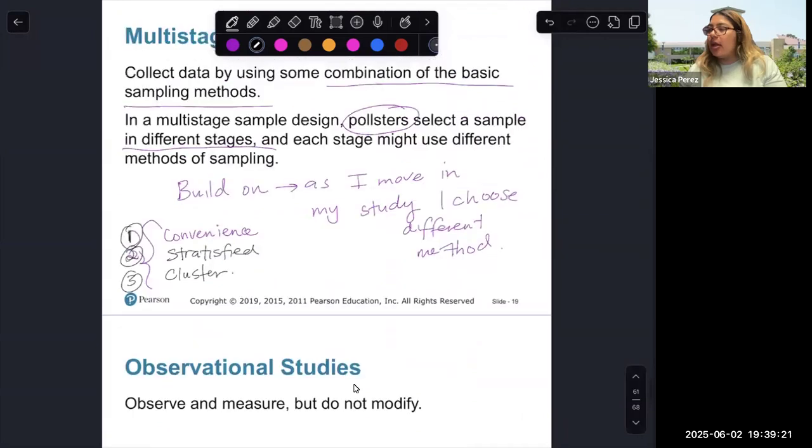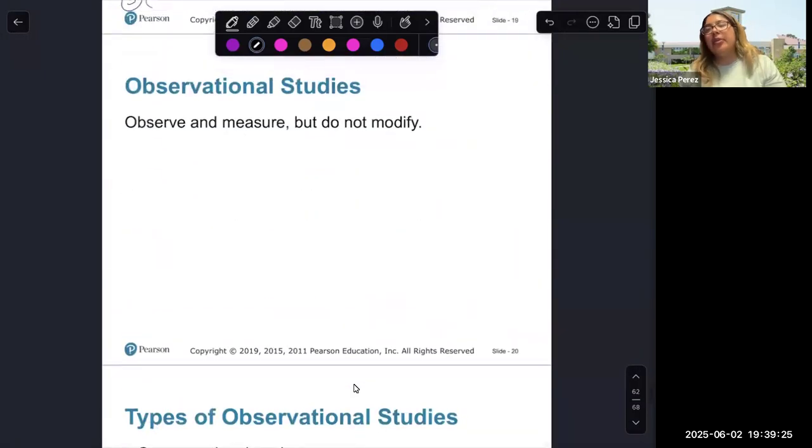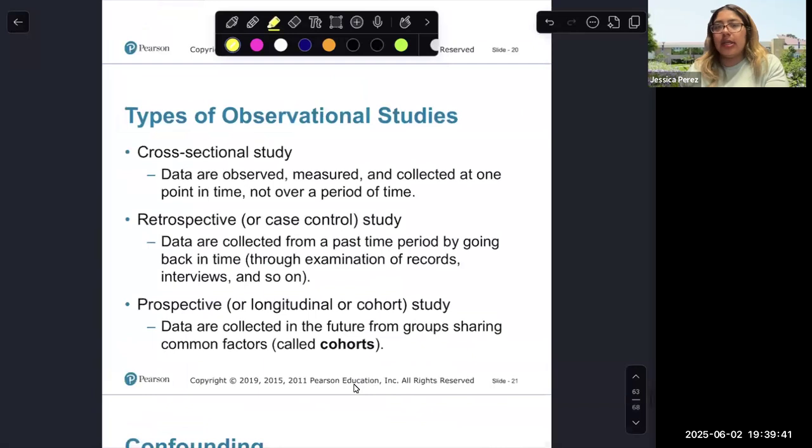So observational studies observe and measure, but do not modify. The ones that we saw up top are more of the experimental things that you can do, the blind, the double blind, the simple random sample, where that's all experimental. Observational studies, all you can do is observe and measure. You do not modify.